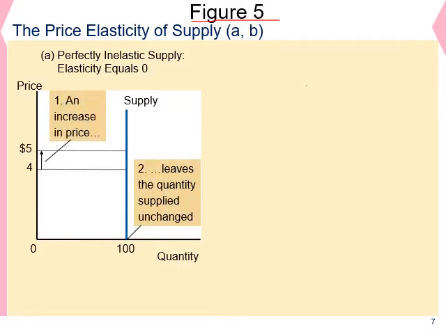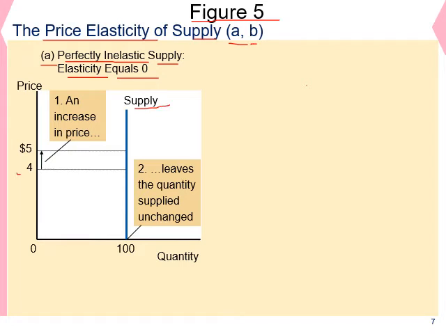Figure 5 deals with the price elasticity of supply, panels A and B. Panel A shows the case of perfectly inelastic supply, where elasticity is equal to 0. This means that the percentage change of the quantity is equal to 0. So this is the case of a vertical supply curve.